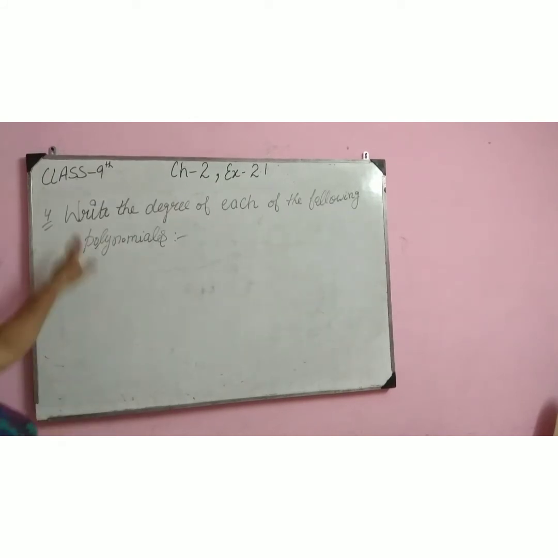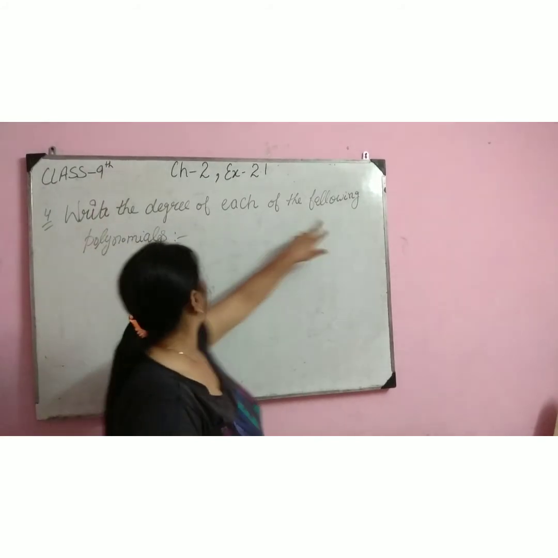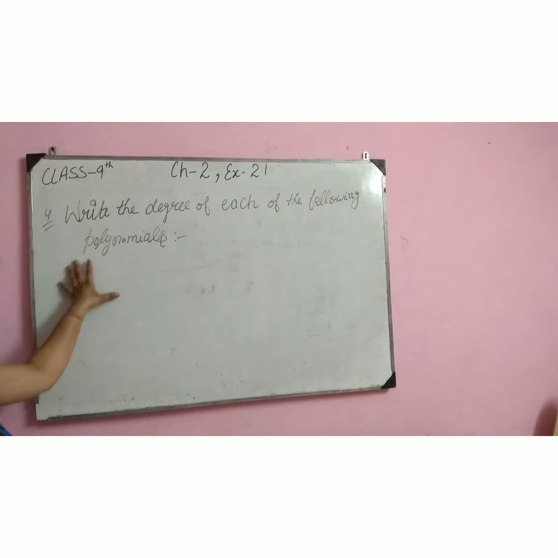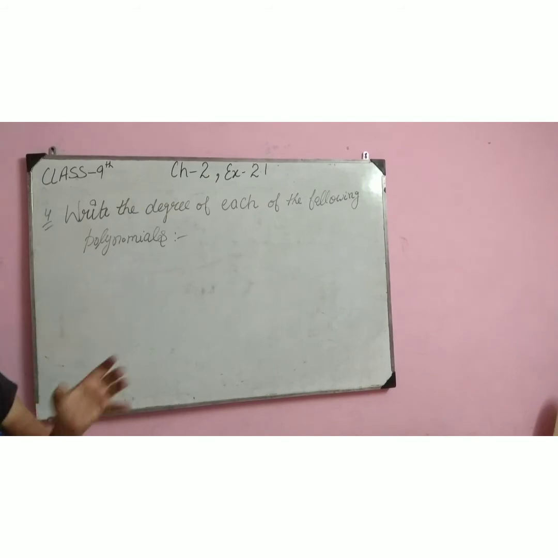Question number 4. Write the degree of each of the following polynomials. According to the property of the polynomial, degree of polynomial, those who listened to the basic video can understand what I am saying. The highest power of the variable in a polynomial is called the degree of the polynomial. In the basic video I put more stress on the highest power.